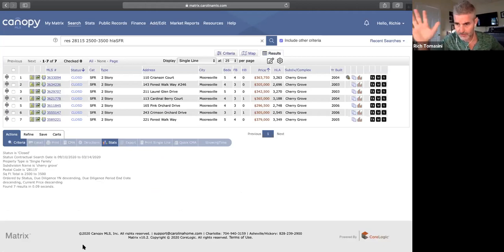You can see the screen. Is this all going okay? All right, good. Okay. So Cherry Grove shows you all the houses in here. Perfect.